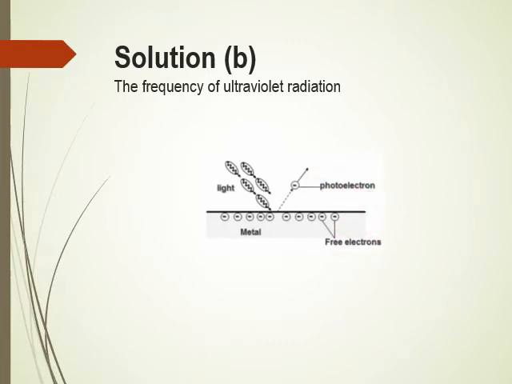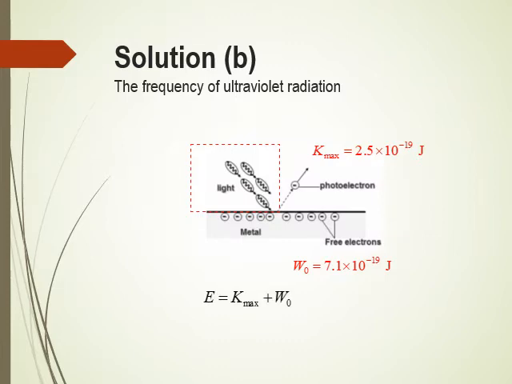According to the question, you are given work function equals 7.1 times 10 to the power of negative 19 joule, and it tells you the photoelectron must carry an energy equal to 2.5 times 10 to the power of negative 19 joule. However, we are not given any information about the incident light. But we can calculate the photon energy by using the equation E equals K max plus W naught. Once you have this photon energy, you can then use it to calculate the frequency of the ultraviolet radiation.